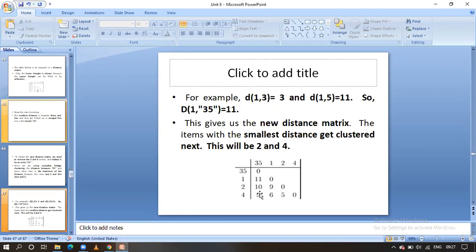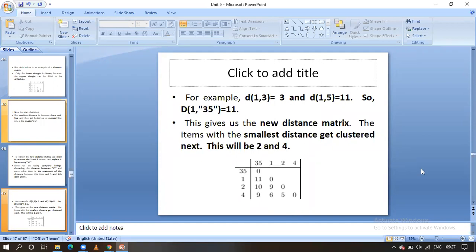Likewise we have to proceed, guys. The next thing is, whichever one has the least value, we are going to merge. In these values, which is the least value? 5 is the least value, that is the distance between 2 and 4. We are going to merge these 2 and 4, guys. Why? Because this is the least distance. We are going to merge the 2 and 4.